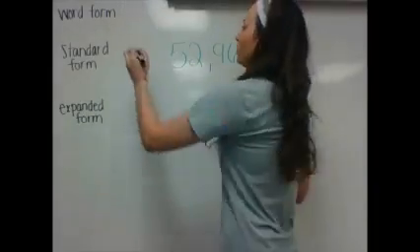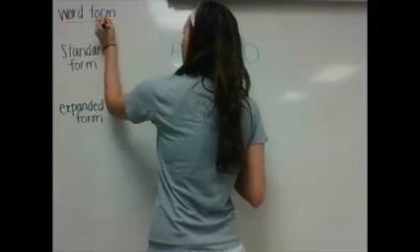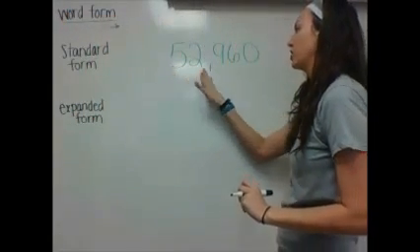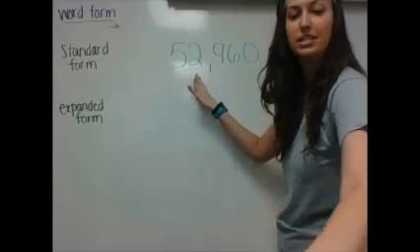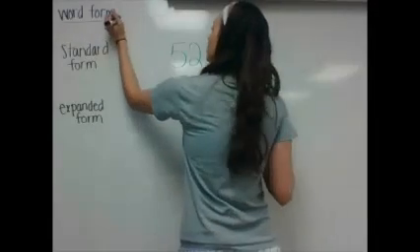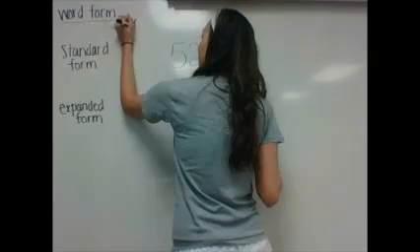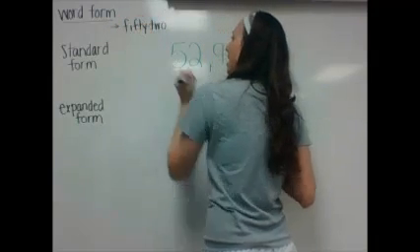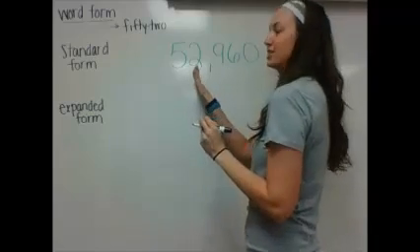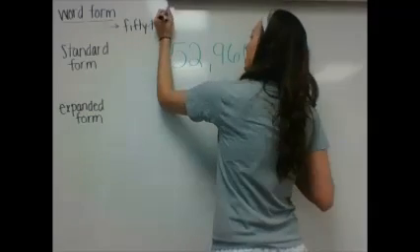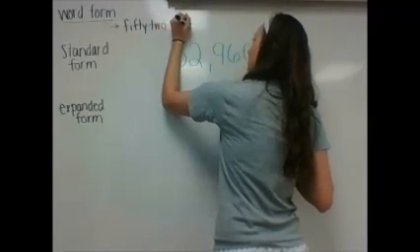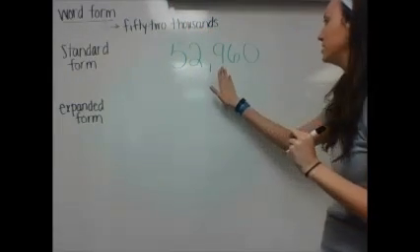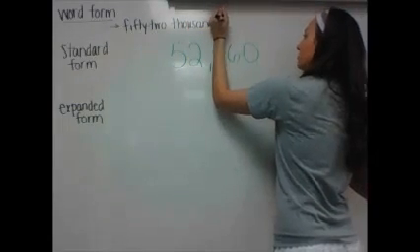The word form for this number, we start over here, and we're going to go ahead and say this whole period together, this part that we have. So it would be 52, got to hyphenate that, 52, and then that 2 falls in the thousands, so we say thousands. Then we say 900.